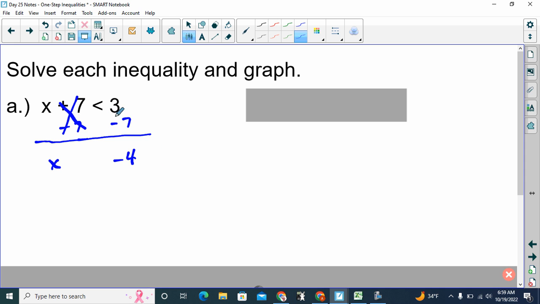And then every single step when we rewrite it, we want to decide, should I flip the inequality or not? In this case, I subtracted 7 from both sides. Even though it's a negative number, I did not multiply or divide. Therefore, we do not flip our inequality. x is less than negative 4.